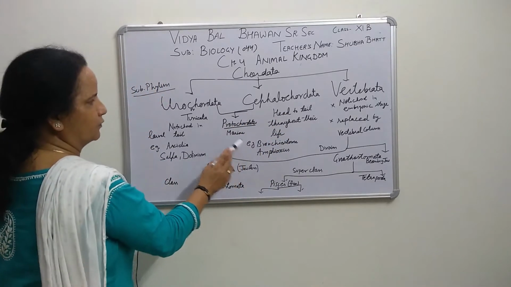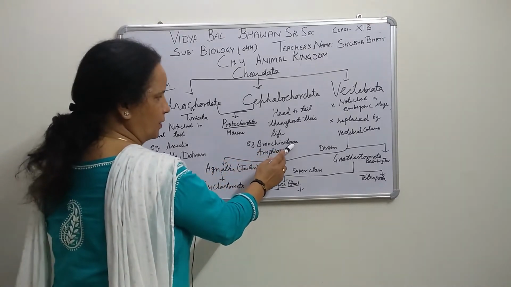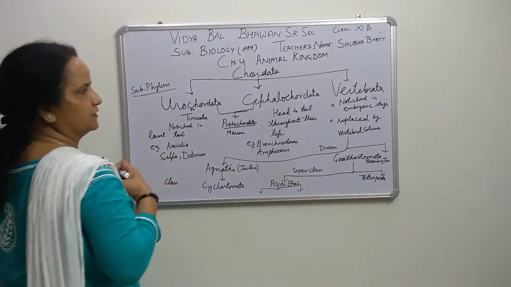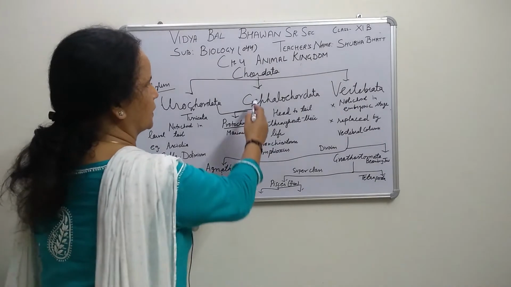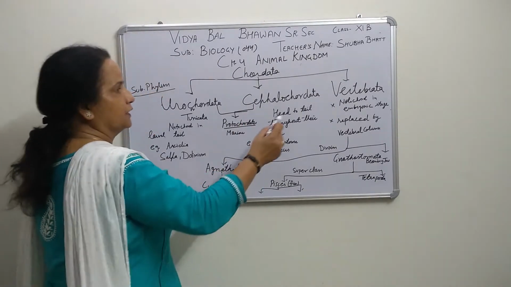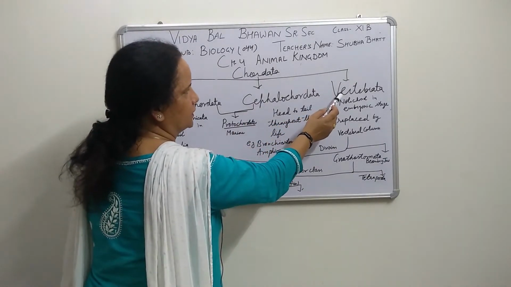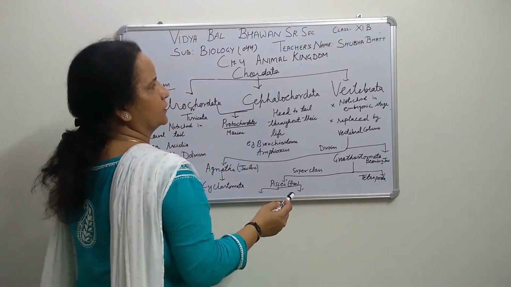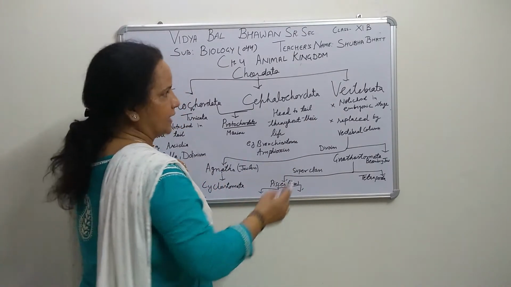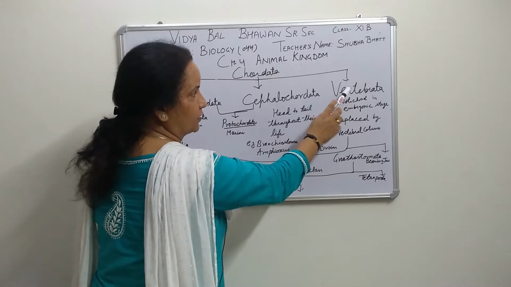Now the examples of these are Branchiostoma and Amphioxus. These are the examples of Cephalochordata. Now, when we talk about the third subphylum, that is Vertebrata, what is the difference between that?